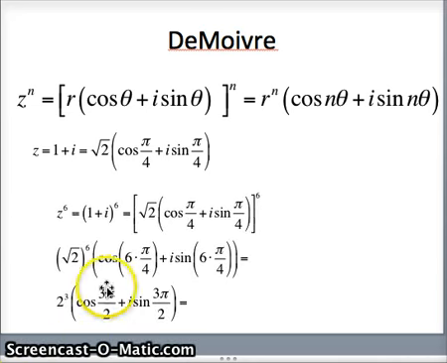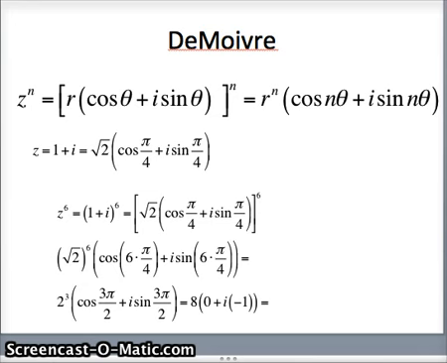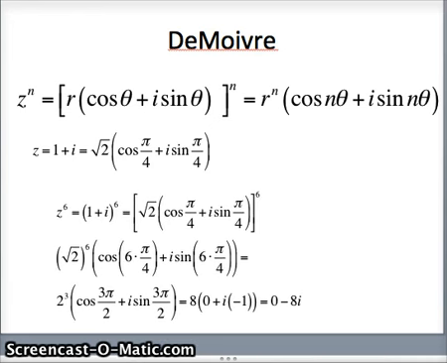So we get 2 to the 3rd cos 3 pi over 2 plus i times the sine of 3 pi over 2. Always think about the unit circle. 3 pi over 2 is between the 3rd and the 4th quadrant downstairs. Cosine is 0 and sine is negative 1. So we get 8 times 0 plus i times negative 1, which of course is just negative 8i, or 0 minus 8i if you prefer. That'll be how we would express that complex number in a plus bi form. And that will conclude this lesson.